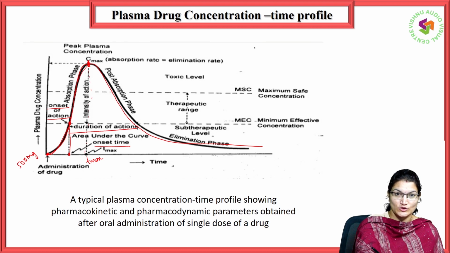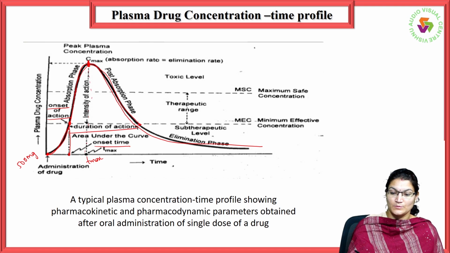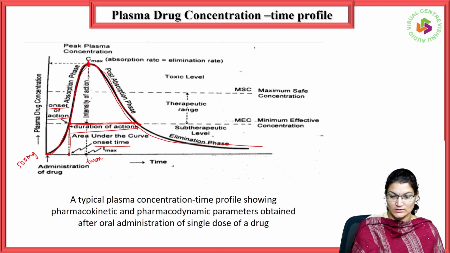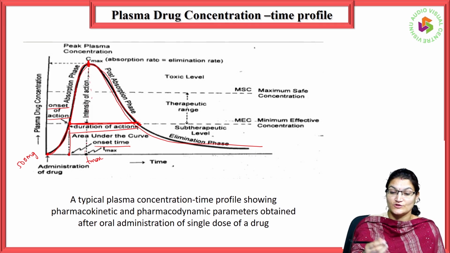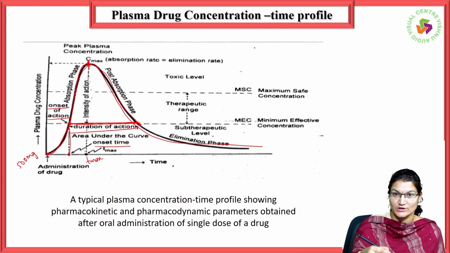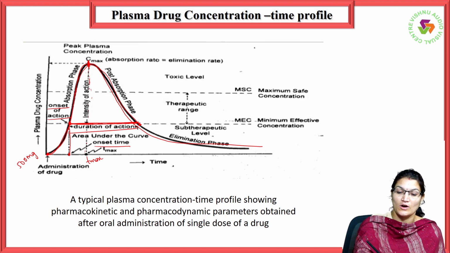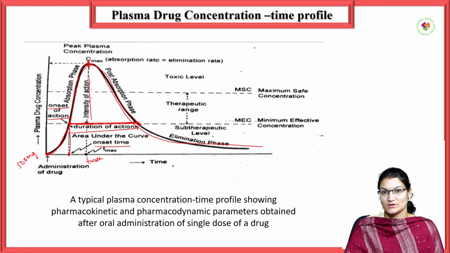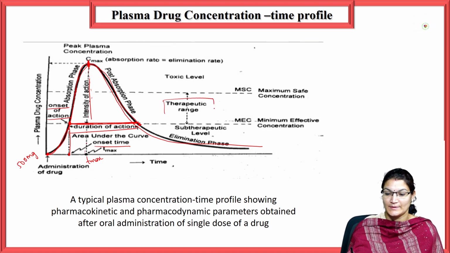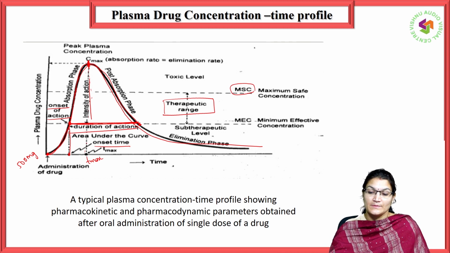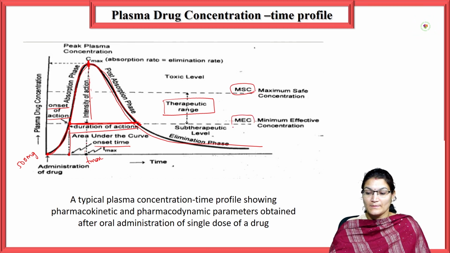After that, you call it the absorption phase, and from the absorption phase, whatever duration the drug stays in the body from onset of action, if you extrapolate, you will get the duration of action of the drug. And when the drug reaches the highest concentration in the plasma, you call it intensity of action. After this, you have one more important parameter, that is therapeutic range. The drug between maximum safe concentration and minimum effective concentration is termed therapeutic range.